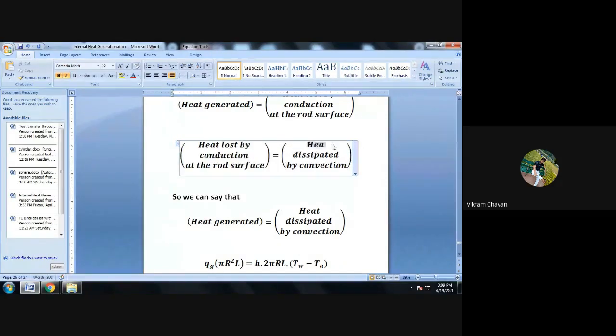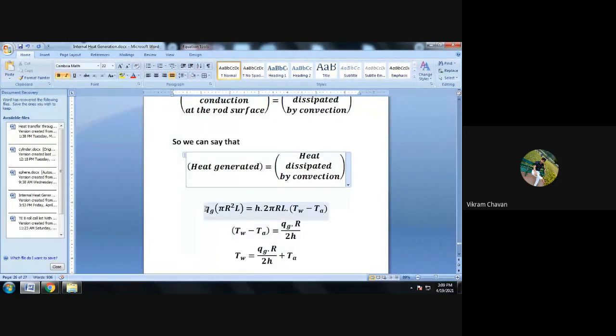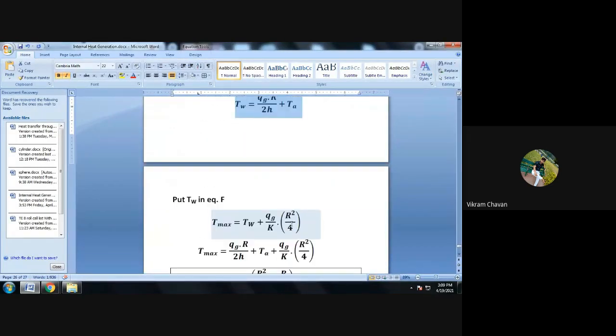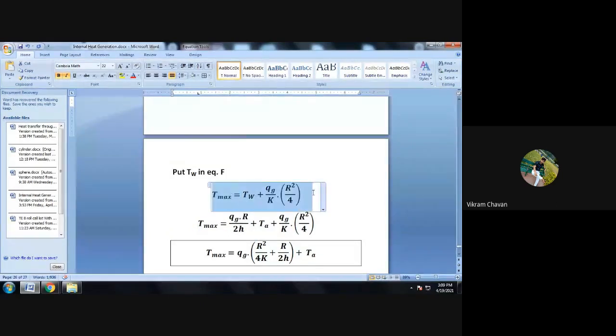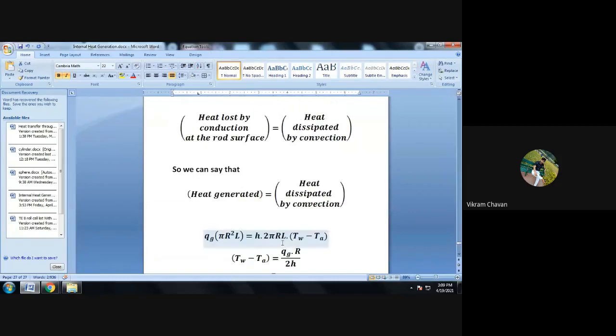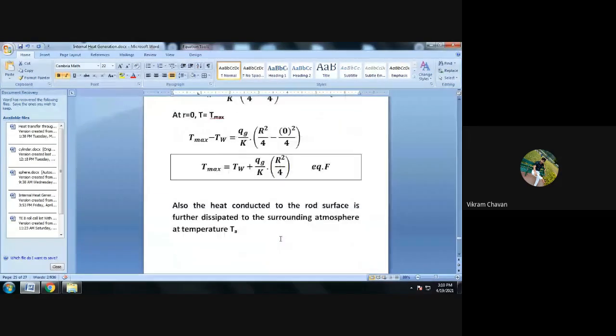By considering this, we can easily do the calculation. Heat generated is Qg multiplied by volume, pi r square L, and heat dissipated by convection uses the convection formula h multiplied by A multiplied by delta T, where A for the cylinder is 2 pi r L, and the temperature difference between the surface of the rod and the environment is Tw minus Ta. From that we can calculate Tw, and we have to replace that Tw in T max. We will get the T max temperature. That part we will discuss in the next lecture, but I just wanted to show you the overview of the further derivation.